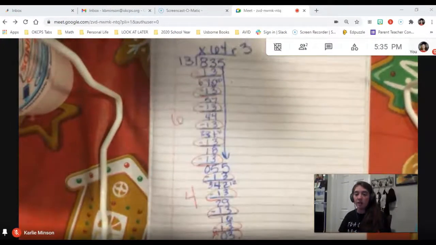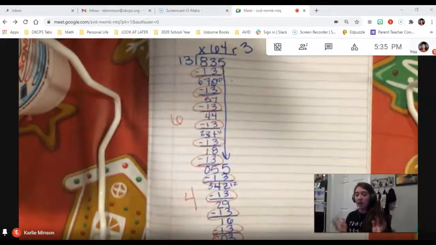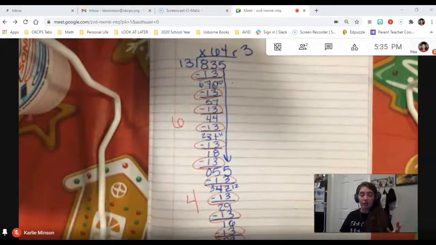So this is just another way that you can do long division, and it can work with 4 digits, 5 digits, 2 digits, 1 digit divisors. It will work, and you'll still get the same answer as if you just did regular long division.